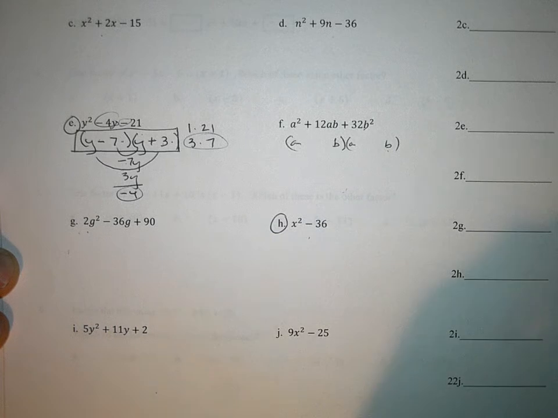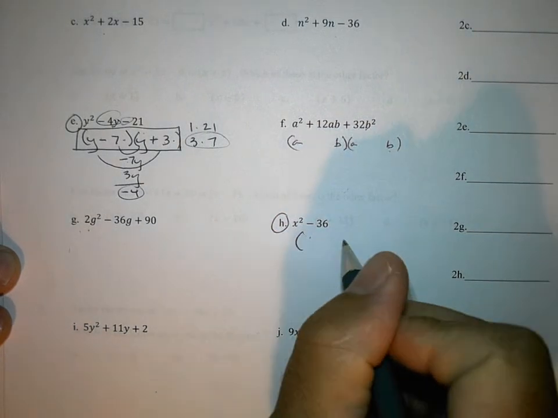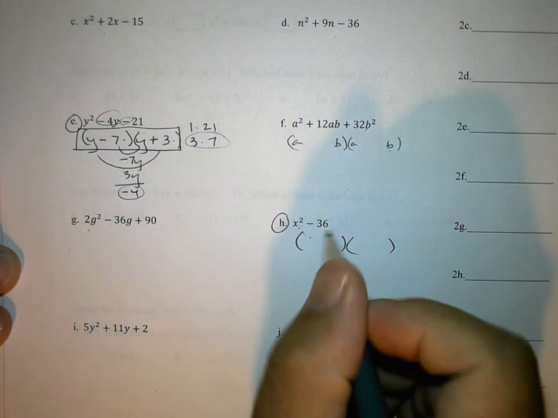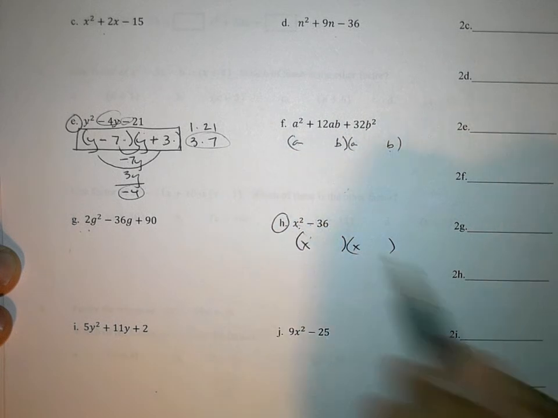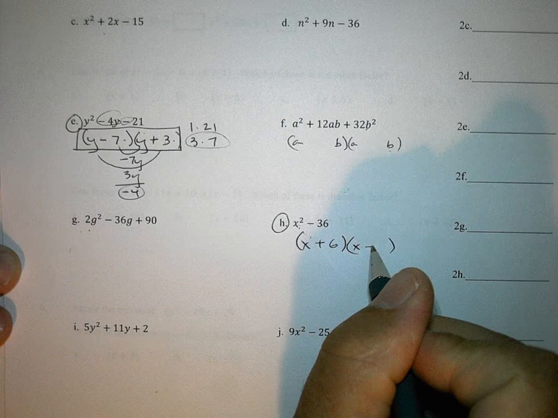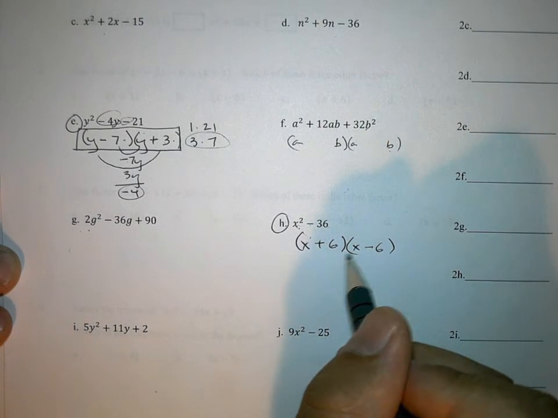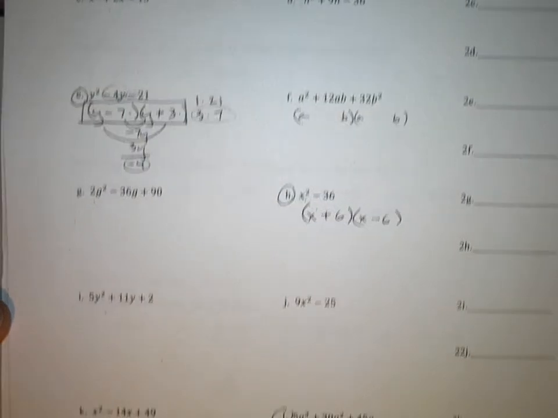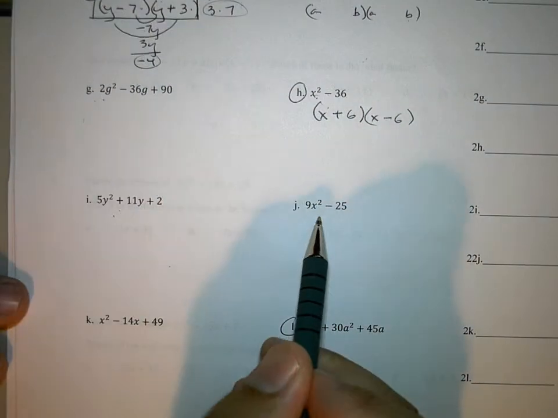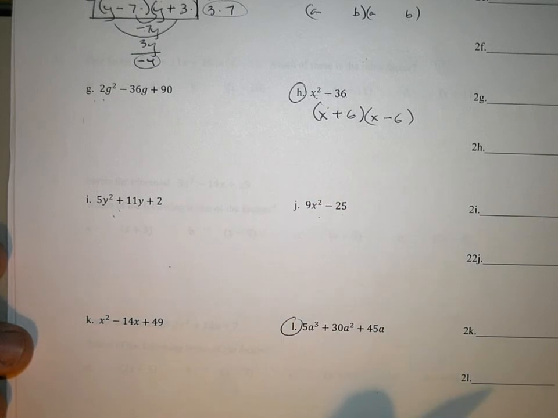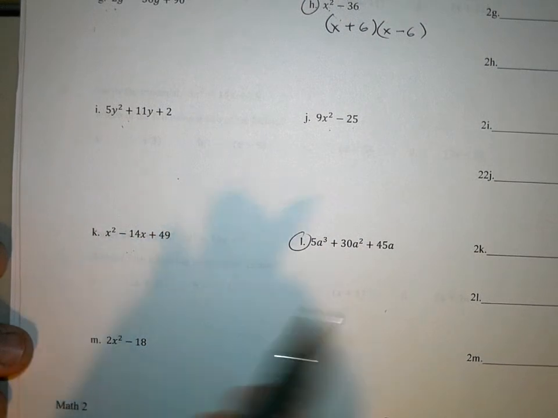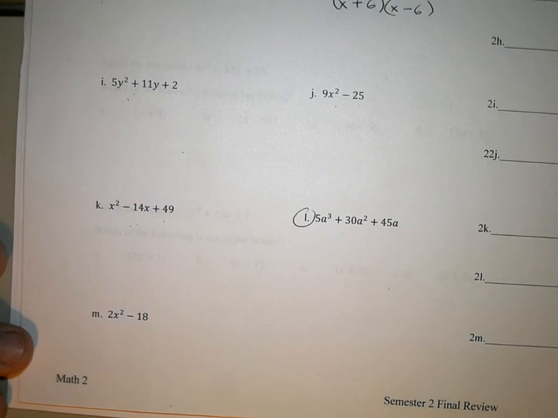This guy you should recognize as a difference of two squares. x times x is x squared. Positive 6 times negative 6 will give you negative 36. And then 6x plus negative 6x is 0. They cancel each other out. Here's another trinomial factoring problem. Trinomial factoring. Another difference of two squares. I think you guys can handle that. Trinomial factoring. Remember, this guy is a trinomial square. Maybe that'll help you out a little bit.